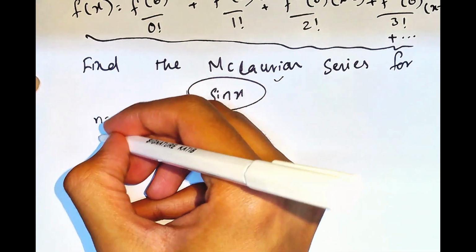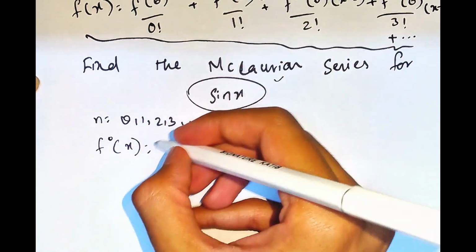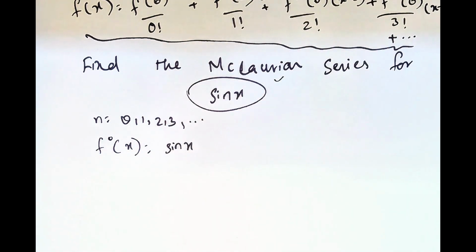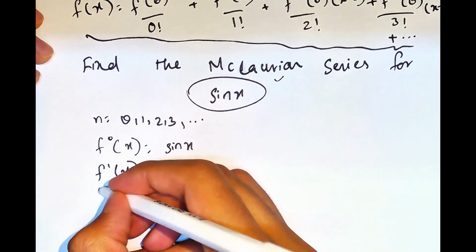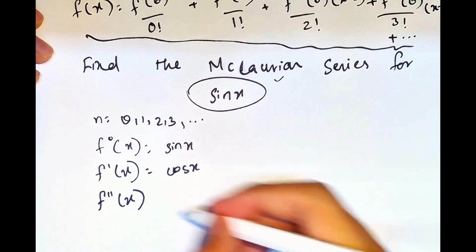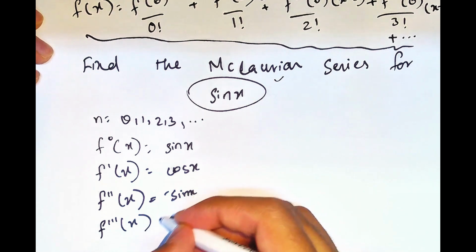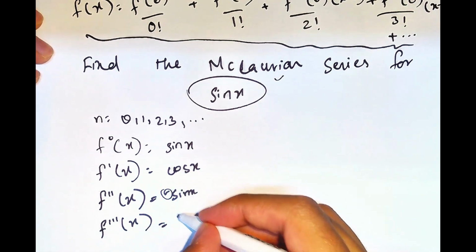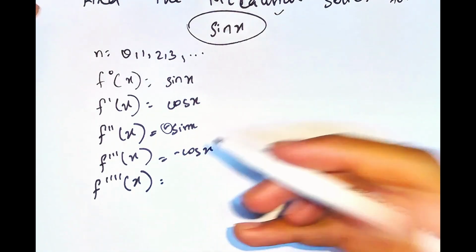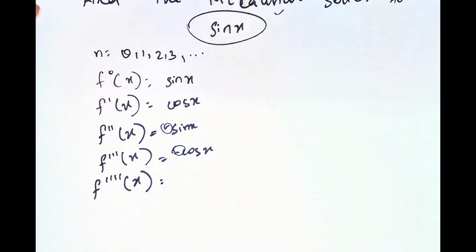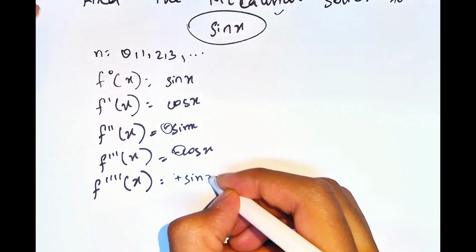So let's take the 0th derivative of the function. The 0th derivative will be exactly the same, sin x. Then the first derivative: the derivative of sin x is cos x. Then the second derivative: the derivative of cos x is negative sin x. Then the third derivative: the derivative of negative sin x is negative cos x. Then the fourth derivative: the derivative of negative cos x is positive sin x. And I think that's pretty much it.